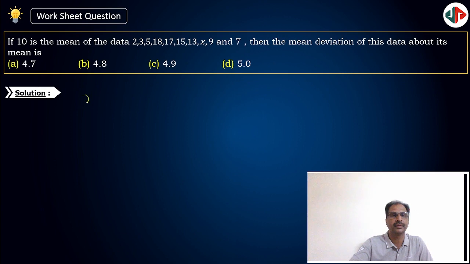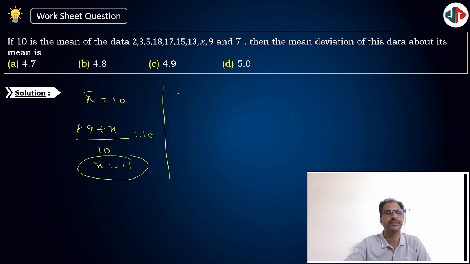Next. Mean is given as 10, which is sum of observations by number of observations. What is the sum of observations? 89 plus x. How many observations are there? 10. So 89 plus x by 10 is equal to 10, given. From this, x is equal to 11.